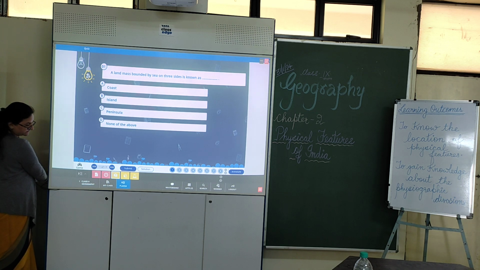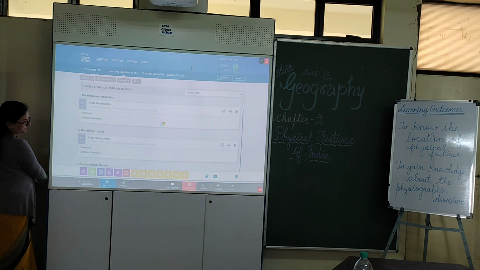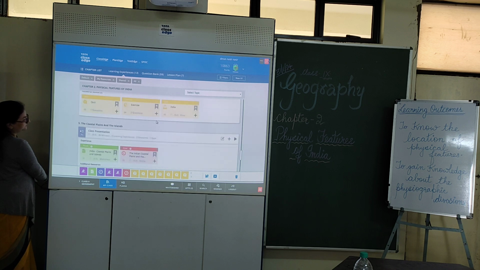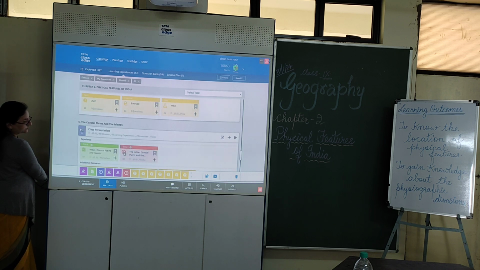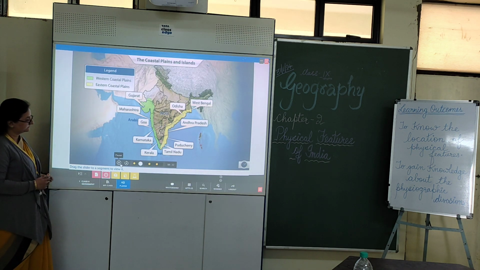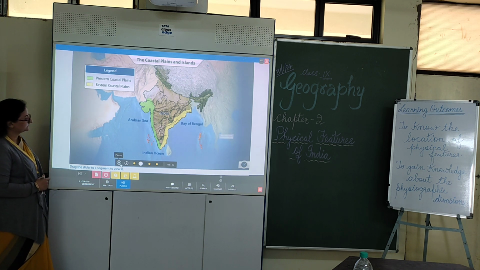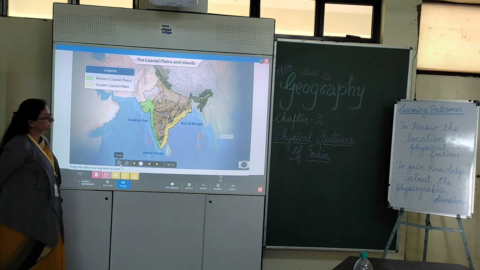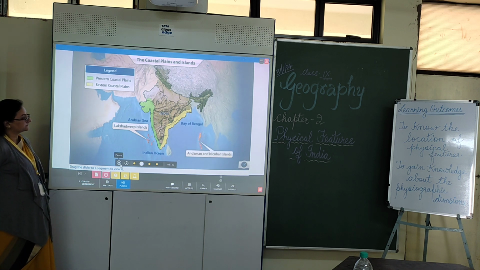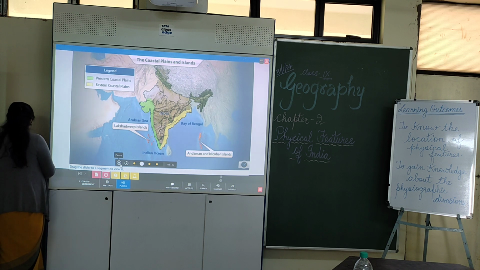What is the answer to this one? Peninsula. Peninsula is absolutely correct. Okay, let us move to the next one. Islands, I have not shown you the video of islands. India also has two major chains of islands on both the eastern and western sides. The Lakshadweep Islands lie on the western side, while the Andaman and Nicobar Islands lie on the eastern side of the peninsula.